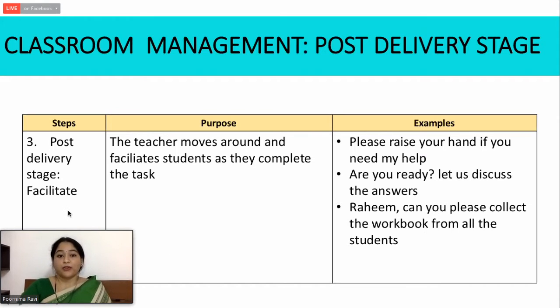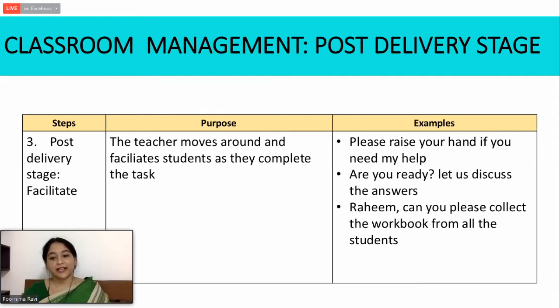You could get a collective whole class feedback. Please raise your hand if you need my help. That would be during the facilitation. Are you ready? Let us discuss the answers. So when I say, are you ready, let us discuss the answers, you could use a bell here, or a rattle, or a clap. So it's important to keep all the techniques or the ways that we discussed earlier and use them wherever we can find the need to. So don't treat them in isolation. Use a combination of them.